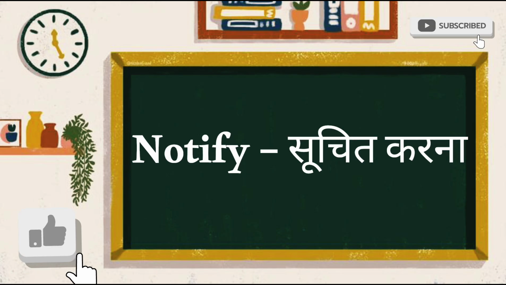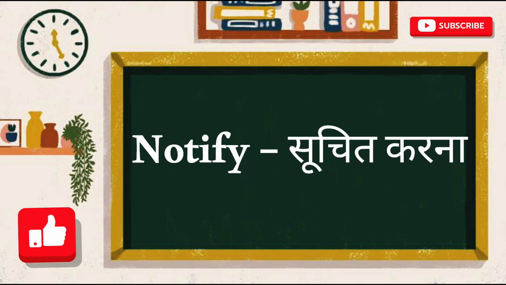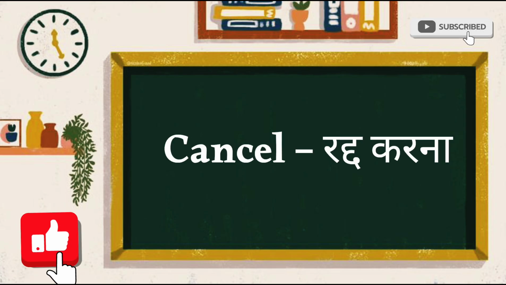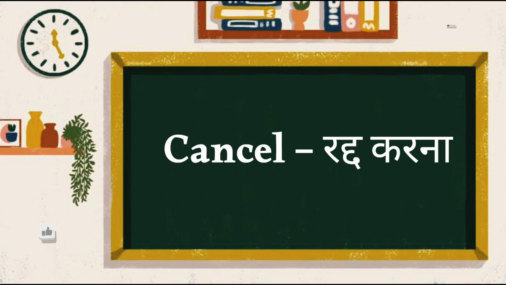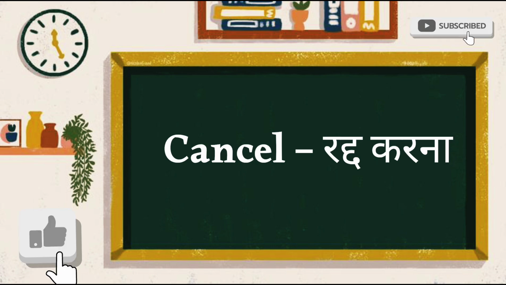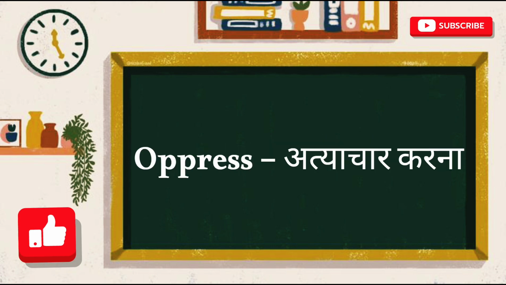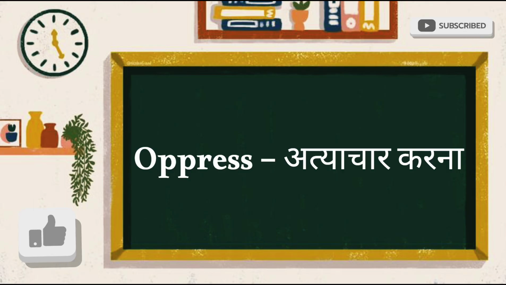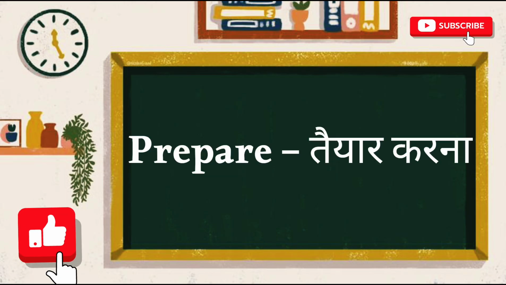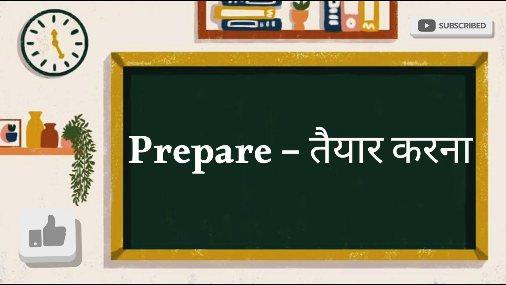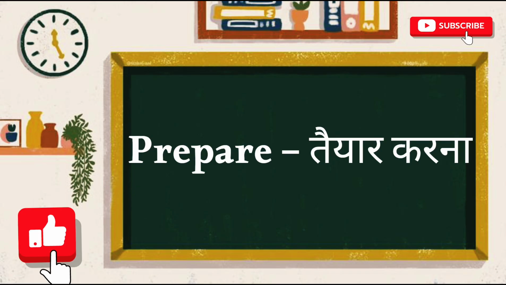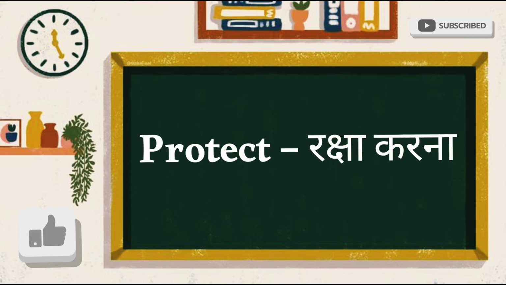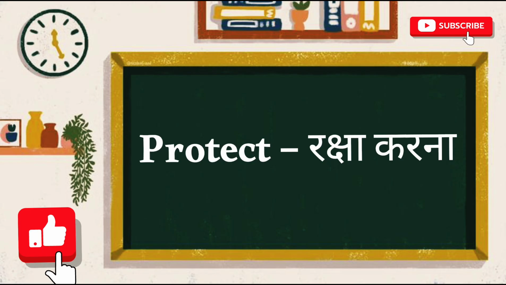It means सूचित करना. The next word is cancel. It means रद्द करना. The next word is oppress. It means अत्याचार करना. The next word is prepare. It means तैयार करना. The next word is protect. It means रक्षा करना.